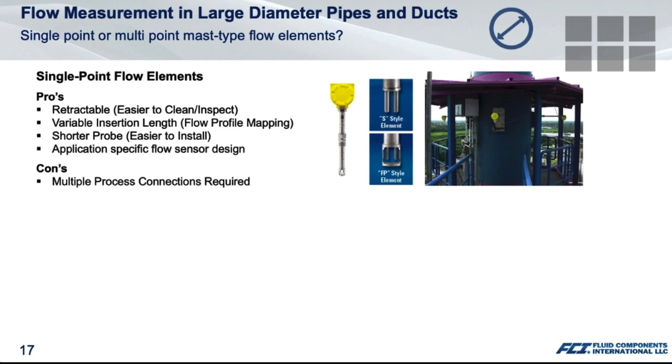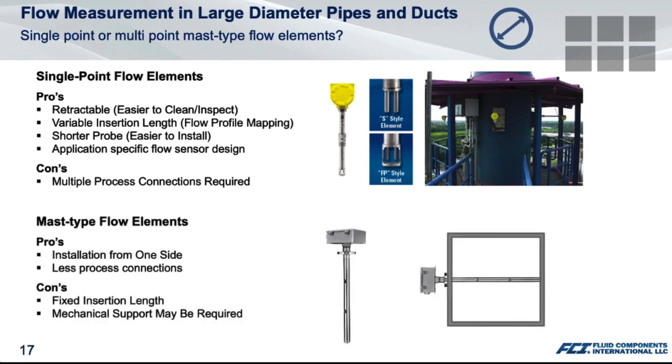So you can stick that flow meter in there and take measuring points all the way across the pipe diameter. Take a look at what that flow profile looks like on the inside of there, and you can average those readings to get an averaged output and compare it to what you've got on the flow meter when it's installed. Shorter probe, easier to install. Application-specific flow sensor design. We have different sensors for different applications available. And then cons. Multiple process connections are required.